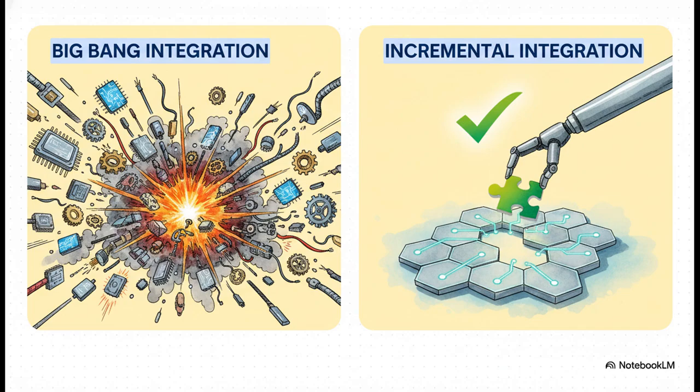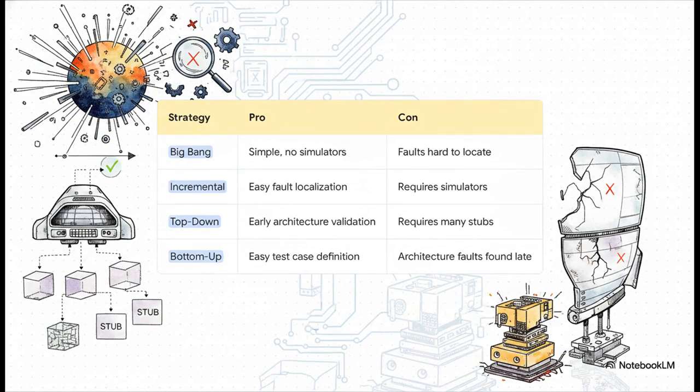Are you going to do a big bang, where you try to connect everything at the very end in one giant step? Or are you going to take an incremental approach, where you add and test things one piece at a time? And of course, each one has its pros and cons. The Big Bang strategy is like trying to build a whole car and only turning the key to start it at the very, very end. I mean, if it doesn't start, good luck finding the problem.